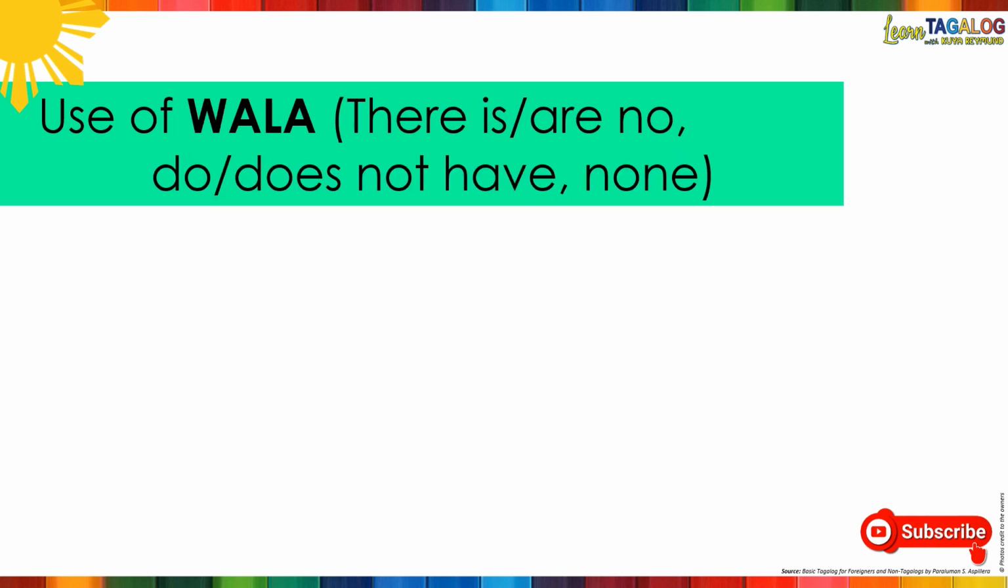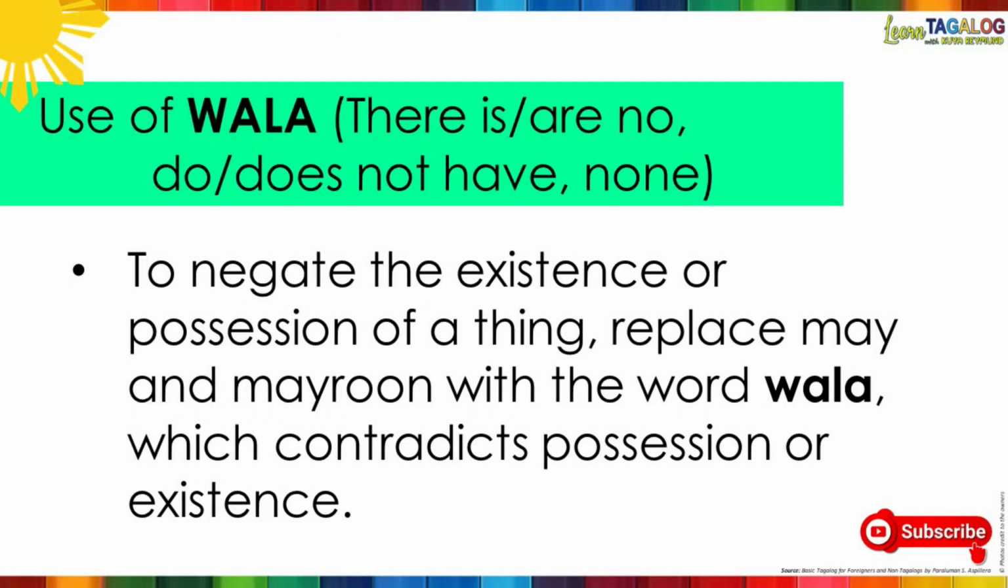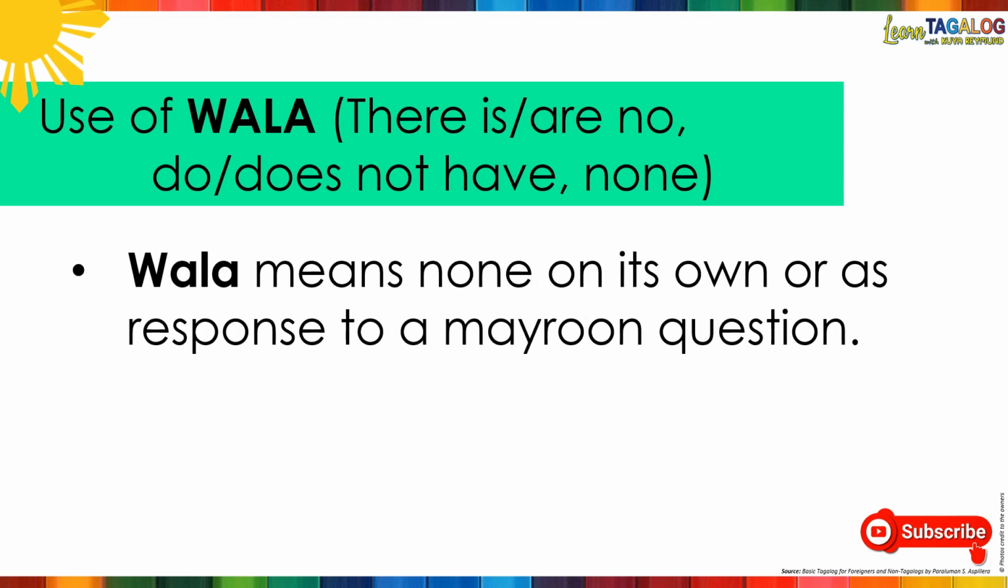Another one is the use of wala, which means there is or there are no, or do or does not have, or also none. Wala. So to negate the existence or possession of a thing, replace may and meron with the word wala, which contradicts possession or existence. So when we say meron, there is. When we say wala, there's none. Wala. So wala means none on its own or as a response to a meron question.